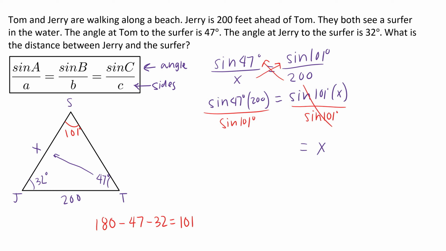And on the left side, I'll plug into my calculator: sine of 47 degrees times 200 divided by sine of 101. My calculator tells me that the distance between Jerry and the surfer is 149 feet. Nice work!